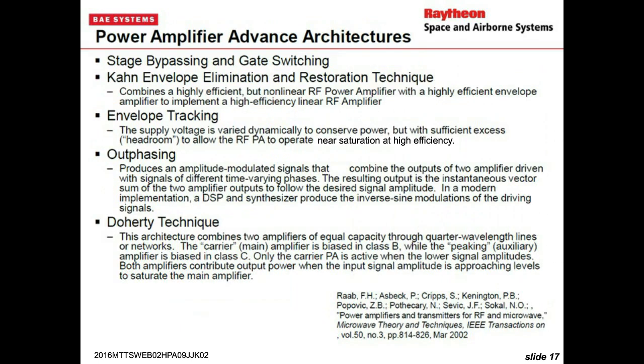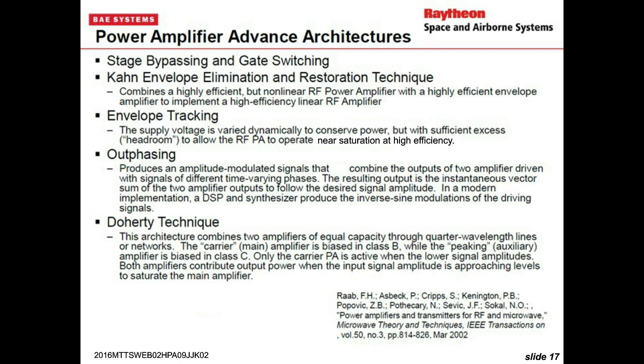Now let's talk about power amplifier advanced architectures. This is where all the publications and research has been lately. For systems such as wireless, where you have a dynamic range of power output that you want to achieve efficiently, there are the techniques of stage bypassing and gate switching. Stage bypassing just gets around your output stage and uses the driving stage as an output stage. Gate switching removes some of your active periphery from contributing to power output. And those are 2 techniques that have been employed for wireless.